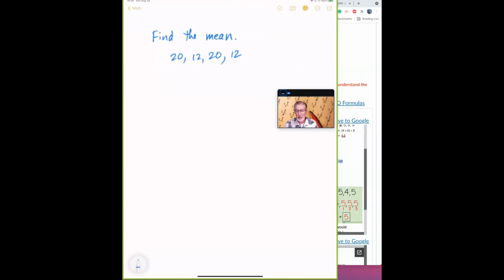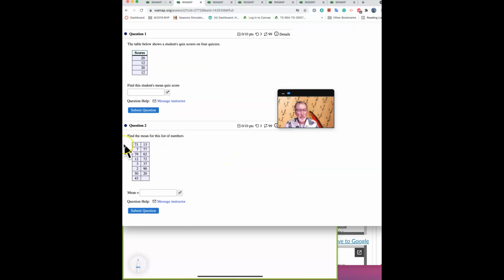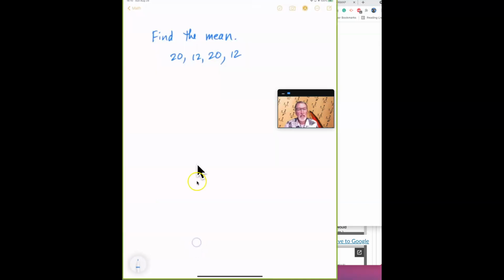And if you look at the second problem at WAMAP, there are going to be a lot of numbers. So you will think I'm mean, making you add up all these numbers without a calculator. Remember, no calculators for most of the testing. And then divide those by the total number of numbers you have. Anyway, let's take a look at this first one with four numbers to average.